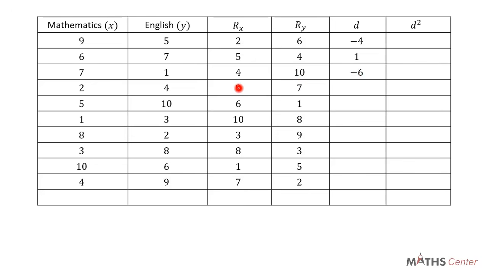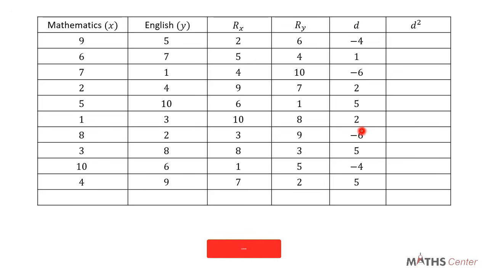The next one is 9 minus 7, that is 2. The next one is 6 minus 1, that is 5. The next one is 10 minus 8, that is 2. The next one is 3 minus 9, that is negative 6. 8 minus 3 gives us 5. 1 minus 5 gives us negative 4. And 7 minus 2 gives us 5.